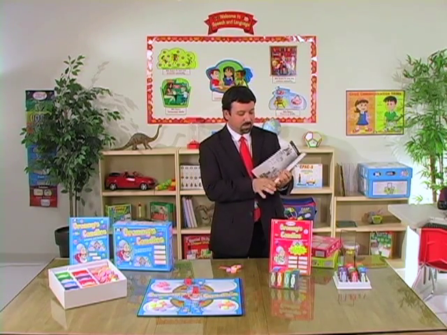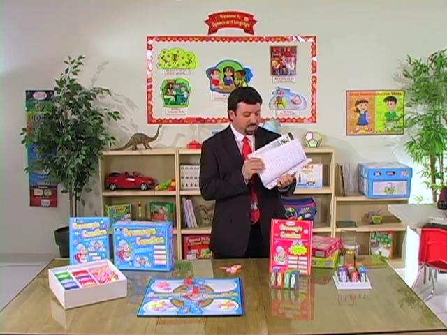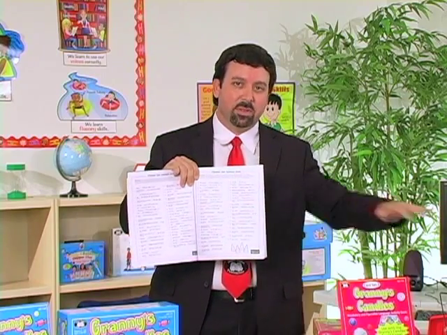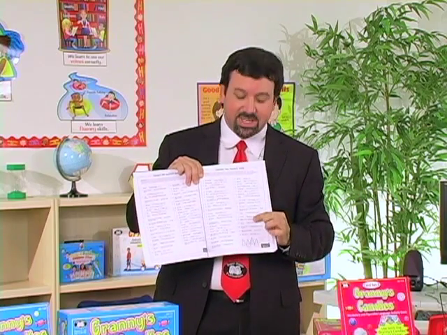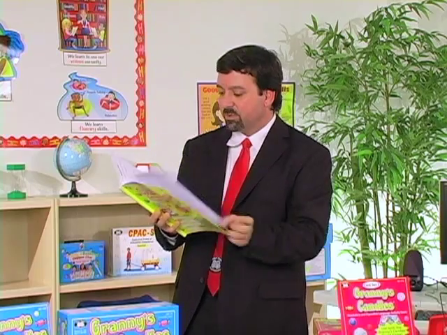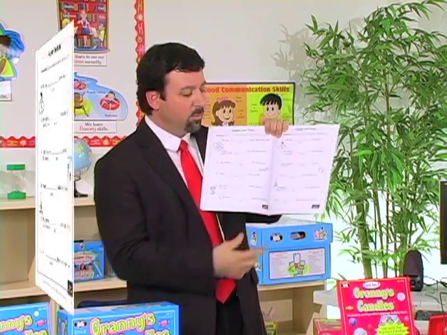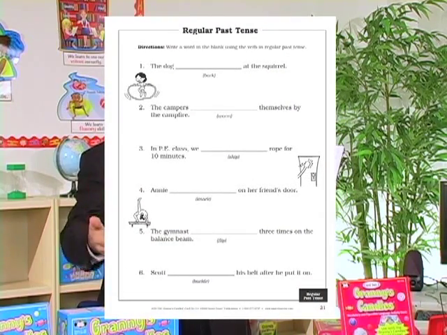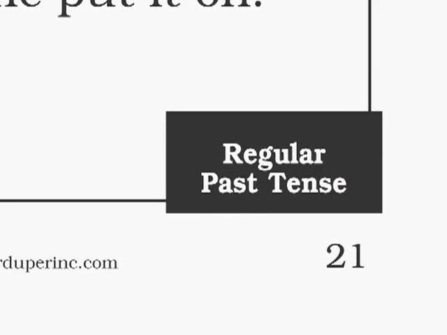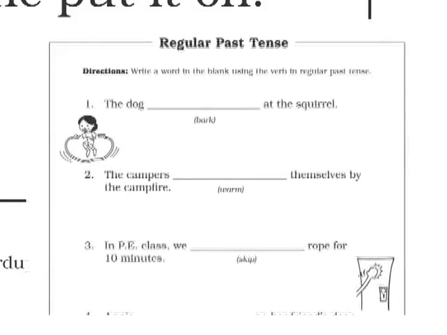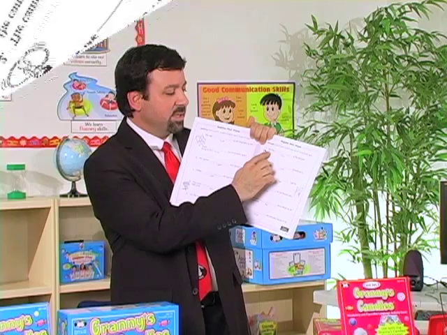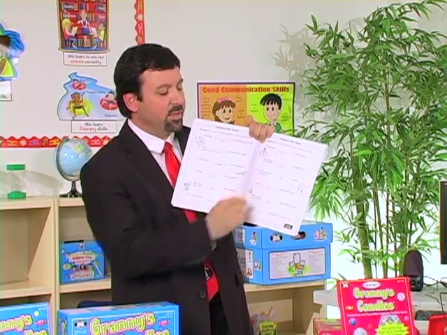Once again, the initial part of the book, the beginning, is going to have your stimulus items listed. These are in conjunction with the cards, once again, so that you can teach the skill as well as teach the anticipated response from them. You'll notice here, regular past tense verbs, a very common activity that we work on in speech therapy. We've checked at the bottom, we are on regular past tense. The dog blank at the squirrel. The verb provided is bark, so they would say the dog barked at the squirrel.